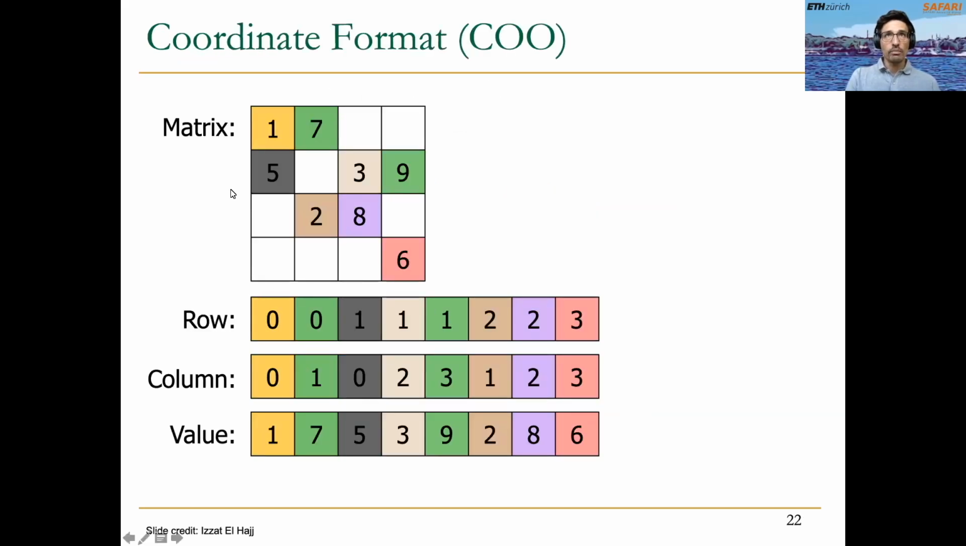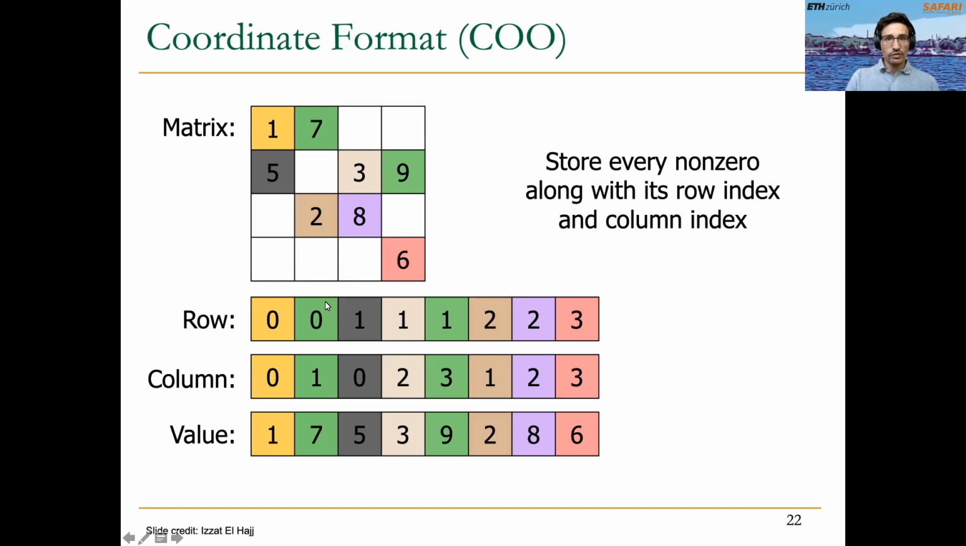This is the original matrix, and this is how we represent the compressed matrix. Observe that what we are doing is storing every non-zero element along with its row index and column index. For example, this element here has a value 1 and it's located in row 0 and column 0. This element here, its value is 7 and it's located in row 0, column 1.